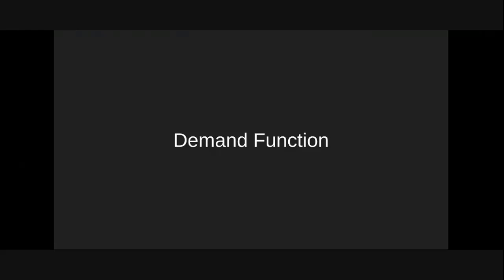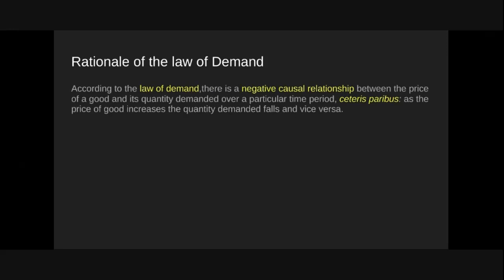Good morning, friends. In the last video, we discussed the demand function and the non-price determinants of demand also. Let us now recap it and try to better understand it. The rationale of the law of demand: as we know, according to the law of demand, there is a negative causal relationship between the price of a good and its quantity demanded over a particular time period, ceteris paribus, other things remaining the same.